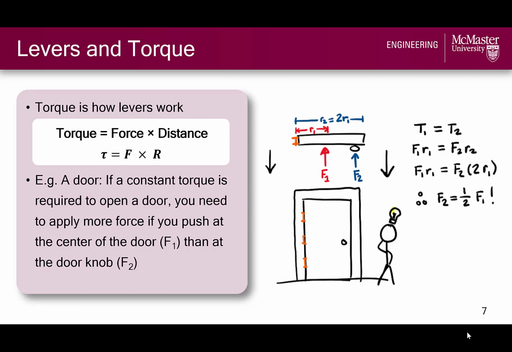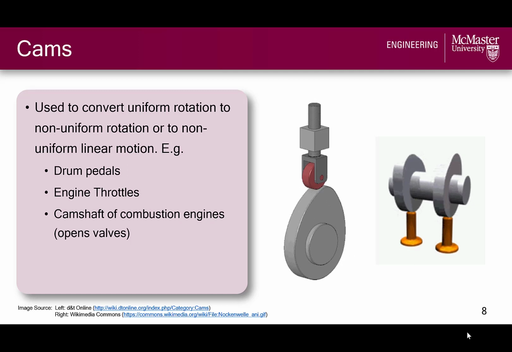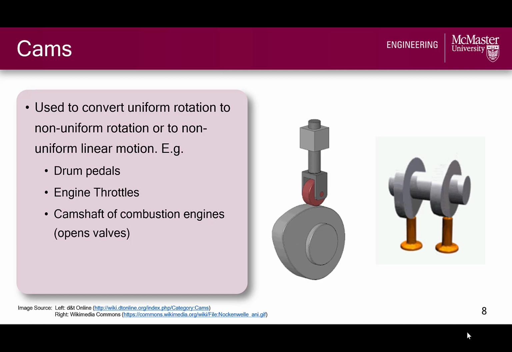This is a general principle of leverage, which can also be applied to more complex mechanisms introduced on the last slide. We will look at each of these briefly, starting with cams. Cams are fancy levers used to convert uniform rotation to non-uniform rotation, or to non-uniform linear motion. Some examples of cams in common mechanisms include drum pedals, engine throttles, and the camshaft of a combustion engine, which opens and closes the engine valves.